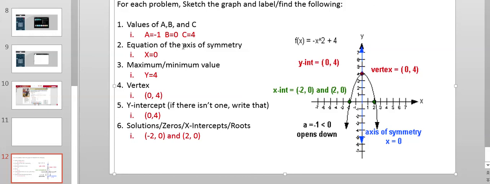You also are going to have a graph for each problem. If they give you the graph, just sketch the graph they give you. If they give you an equation, just graph the equation they give you. If you have any questions, make sure you send me an email.